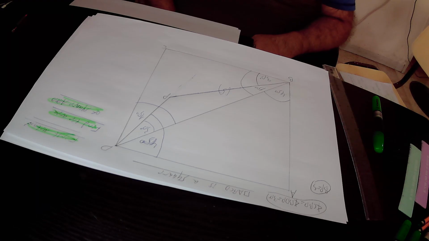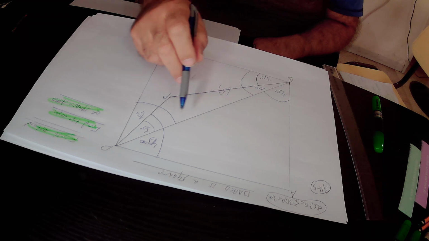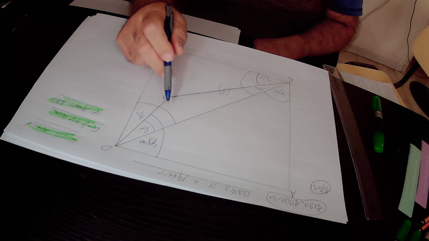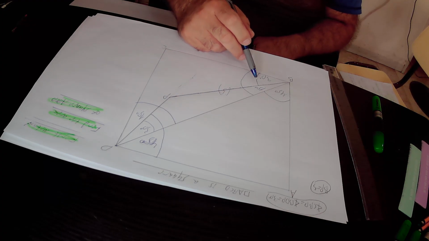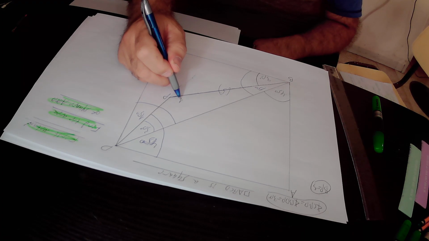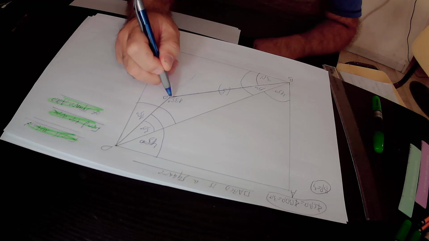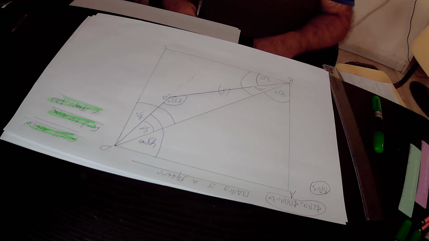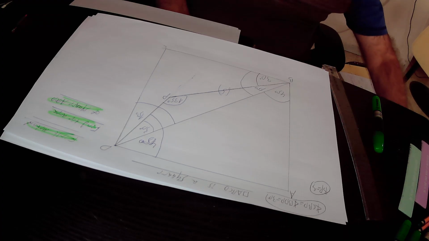So in triangle BDP, 30 degrees plus 15 degrees is 45 degrees, and therefore this angle must be equal to 135 degrees in its size, according to the rule that the sum of the angles in any triangle is equal to 180 degrees. Okay, so in the next step we will do a construction.